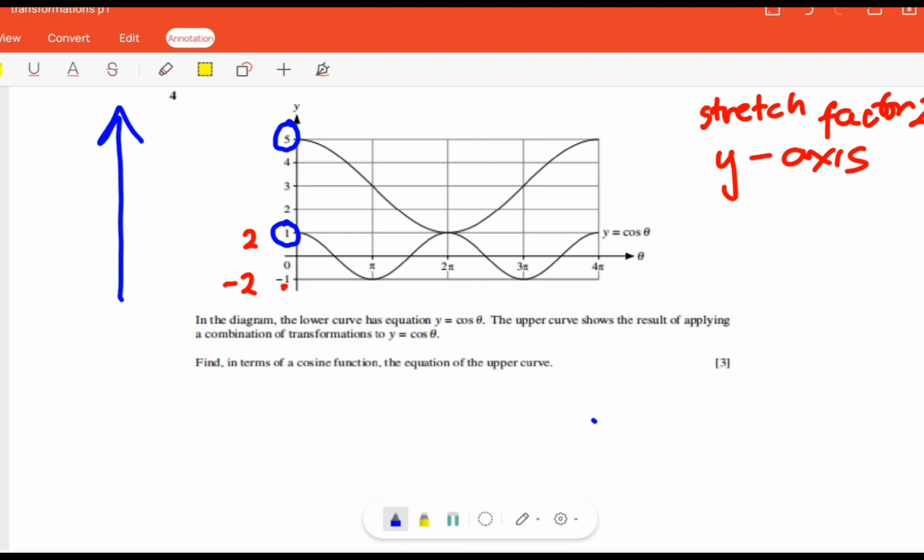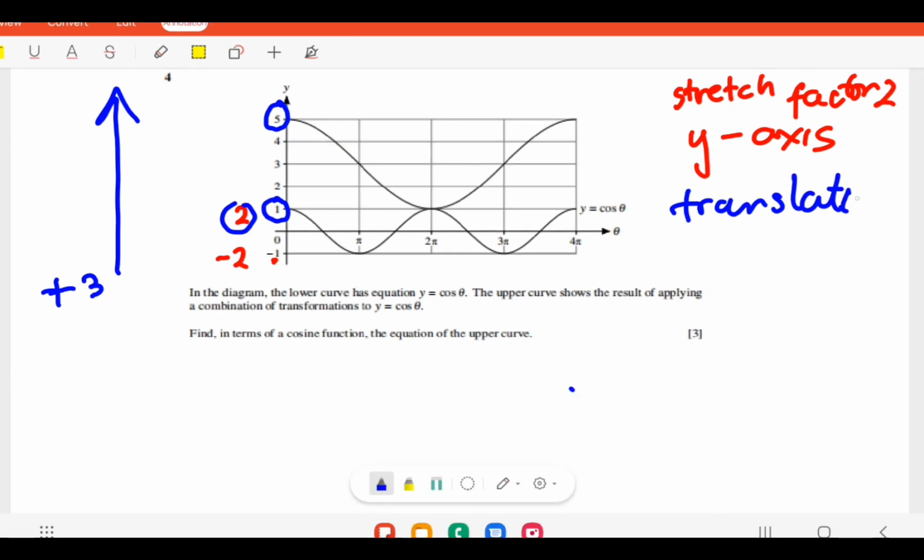By how many steps now? -2 up to 1, there's a distance of a positive 3. Because you could just subtract 1 minus -2. So we translated this stretched graph by a +3. You could even check the same thing with this 2 that we were supposed to have as our upper limit of the graph after stretching. It became a +5. 2 to 5, that's a +3. So yes, our second transformation that we are noticing is a translation of +3 in the y-axis.